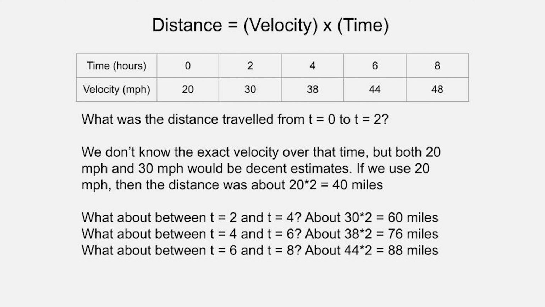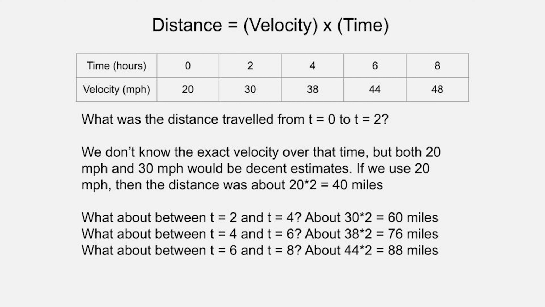Now we'll do the same thing between 4 and 6. We have two velocities to pick from, either 38 or 44 would be decent approximations. And let's be consistent and let's pick 38 because that's on the left side of this interval. And that will give us an estimated distance traveled of 76 miles because that's 38 times 2. And our last interval is from 6 hours to 8 hours.